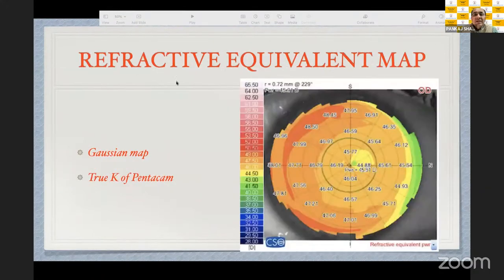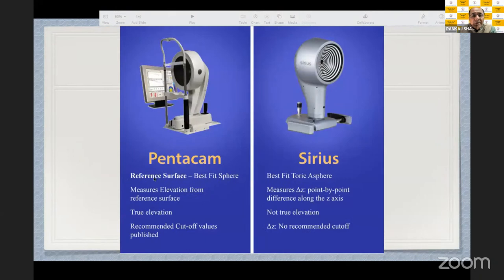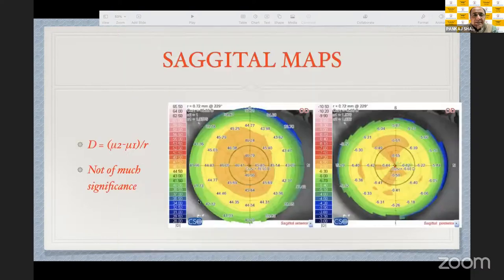Then the refractive equivalent map. This is the same as what we have in the true K. True K is refractive equivalent. It is equivalent to that of true K of Pentacam. So what is the basic difference? Pentacam gives a best fit sphere. This is best fit toric aspheric. It measures elevations from the best fit sphere. It measures the delta Z, that is the third axis, point by point difference. But these are not true elevations and they have no recommended cutoff. But here you have a cutoff. That is, if the elevation increased by more than 10 micron in 6 months, that is progression.